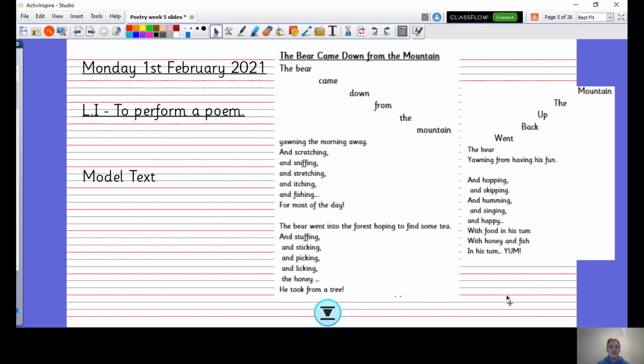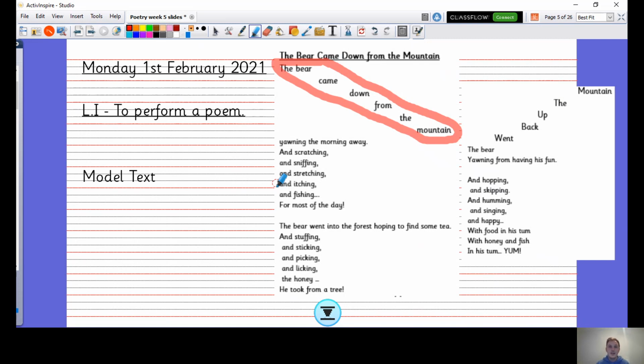Wow, I really love that poem. The first thing that I really, really like about it is the way that this first section is written here. Why do you think it's written like that? Have a little think. Why do you think it's written like that? I think you're absolutely right.